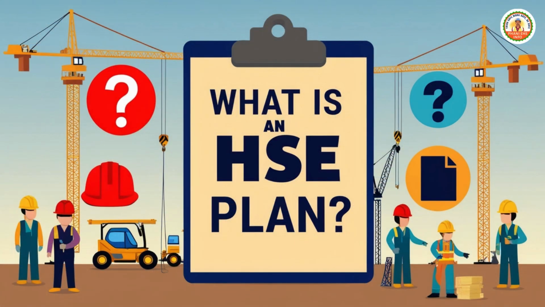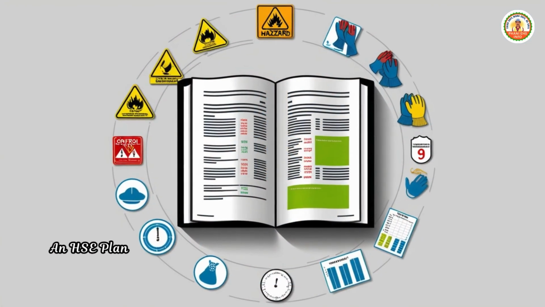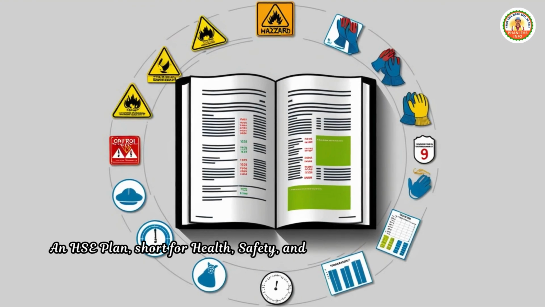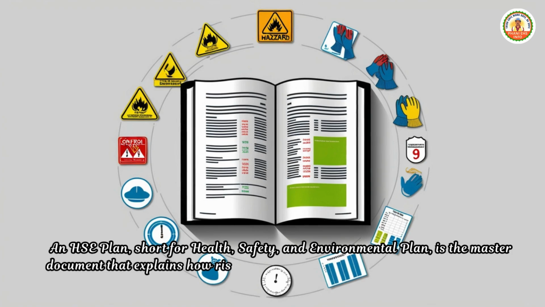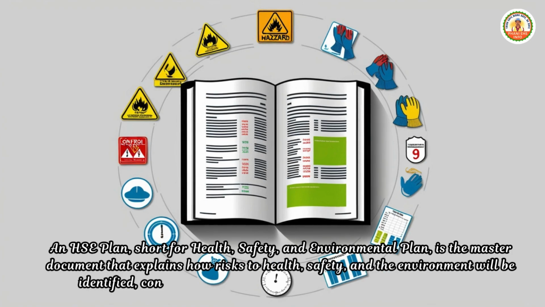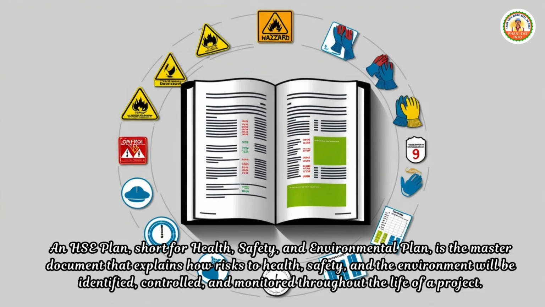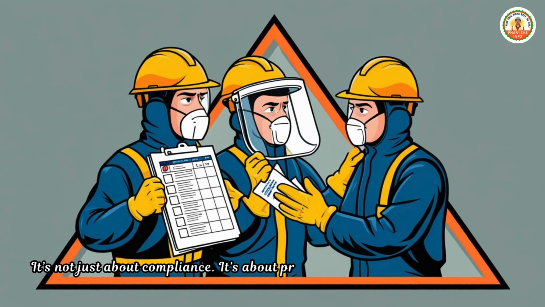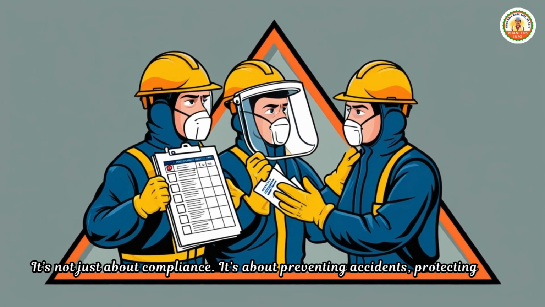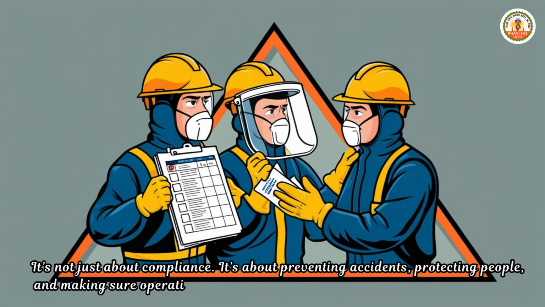What is an HSE Plan? An HSE Plan, short for Health, Safety, and Environmental Plan, is the master document that explains how risks to health, safety, and the environment will be identified, controlled, and monitored throughout the life of a project. It's not just about compliance. It's about preventing accidents, protecting people, and making sure operations run safely from day one all the way to handover.